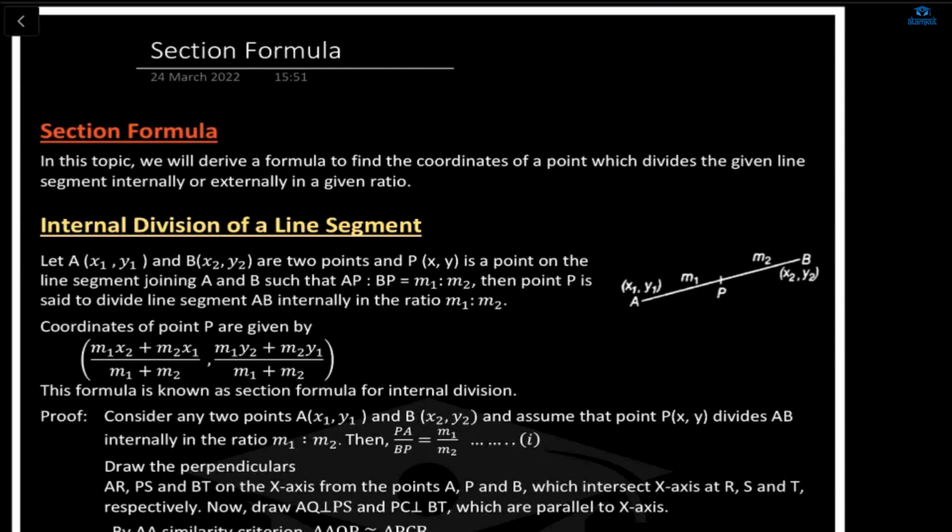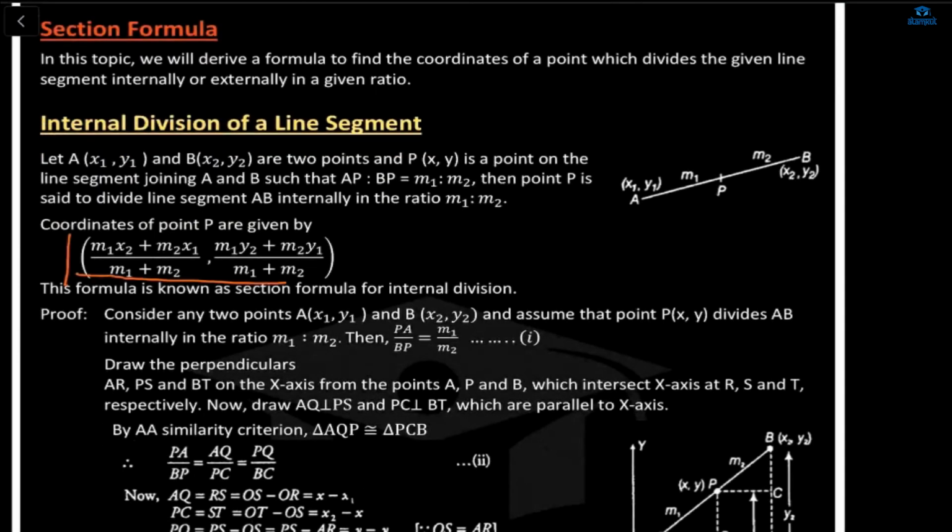Now here you can see the line segment AB, which is divided by a point P in the ratio M1 is to M2. What will be the coordinates of point P? I have written here: the coordinates of point P will be (M1 x2 plus M2 x1) upon (M1 plus M2), and (M1 y2 plus M2 y1) upon (M1 plus M2). Understood this? Now let us see how we got it. Let's derive it.